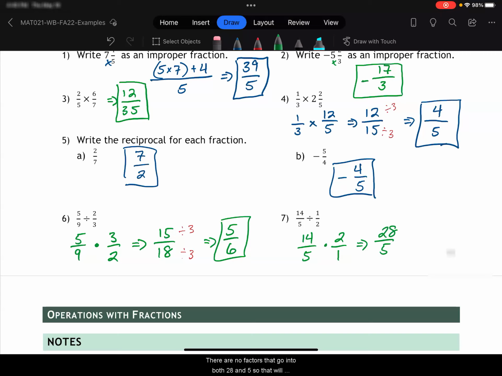There are no factors that go into both 28 and 5, so that will be our final answer. We're going to leave it as that improper fraction. We don't need to convert it. So 28 over 5 would be our answer for example 7.